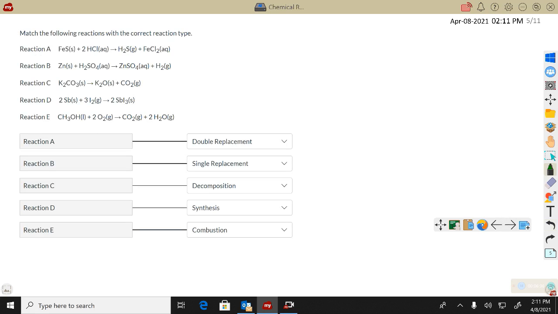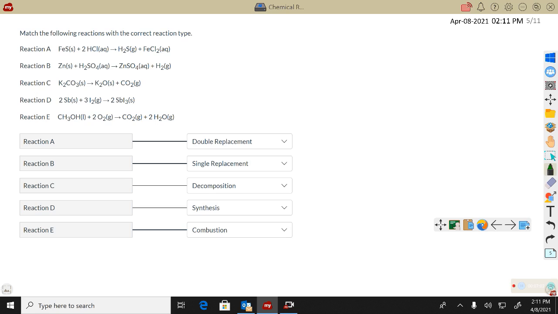Here we were just identifying these reactions as different types of equations. The first reaction A should have been my double replacement. Double replacements will involve the reaction of two compounds, and you'll have two replacements. Two ions will switch spots. So it looks like hydrogen and iron switch spots.